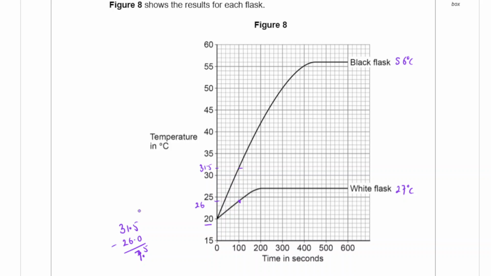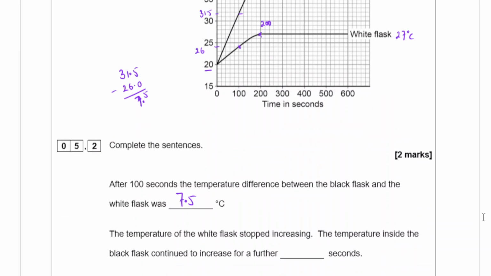So when did the white flask stop? You could say, let's say it at 200. And this one is reaching up to there, which is 440. So the difference is 240 seconds.